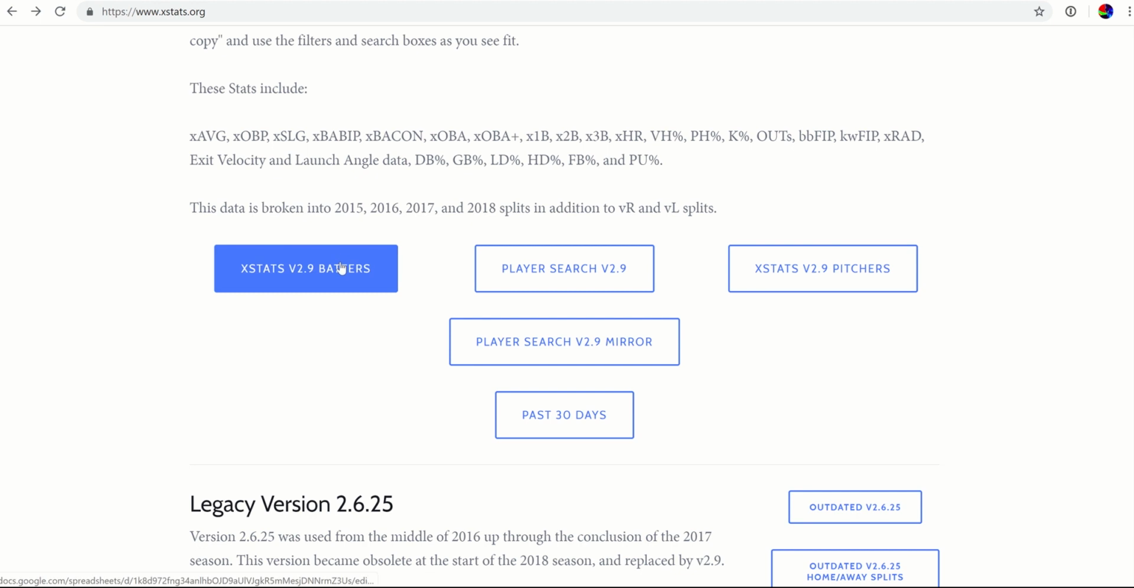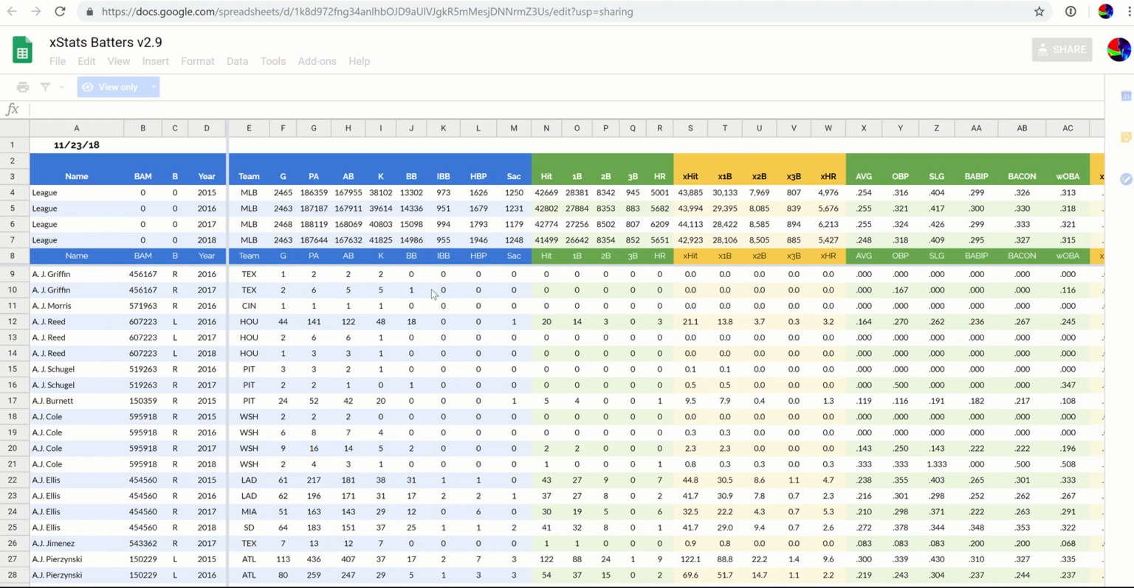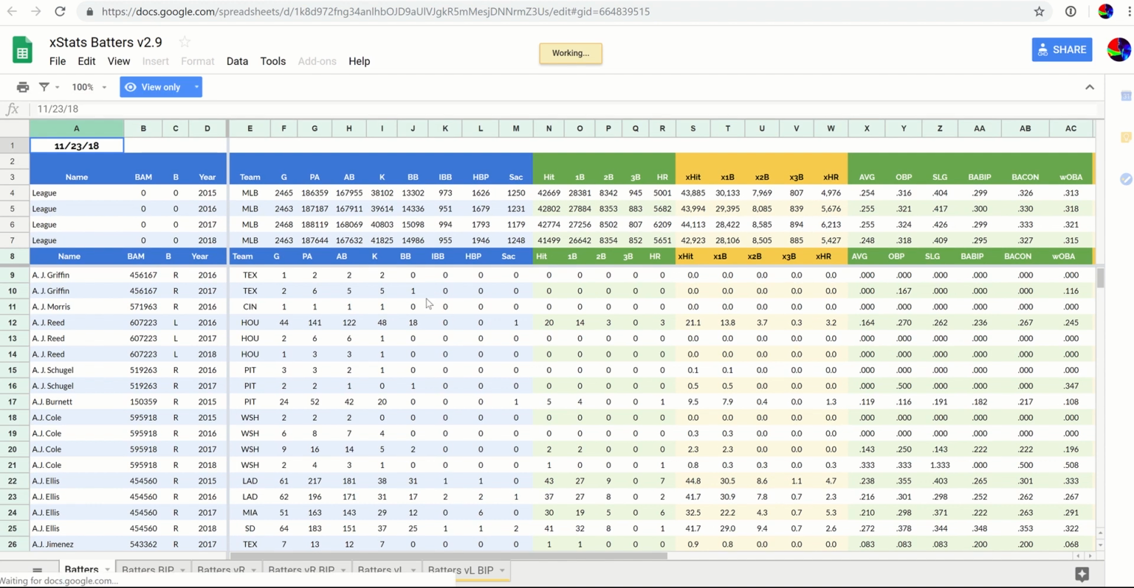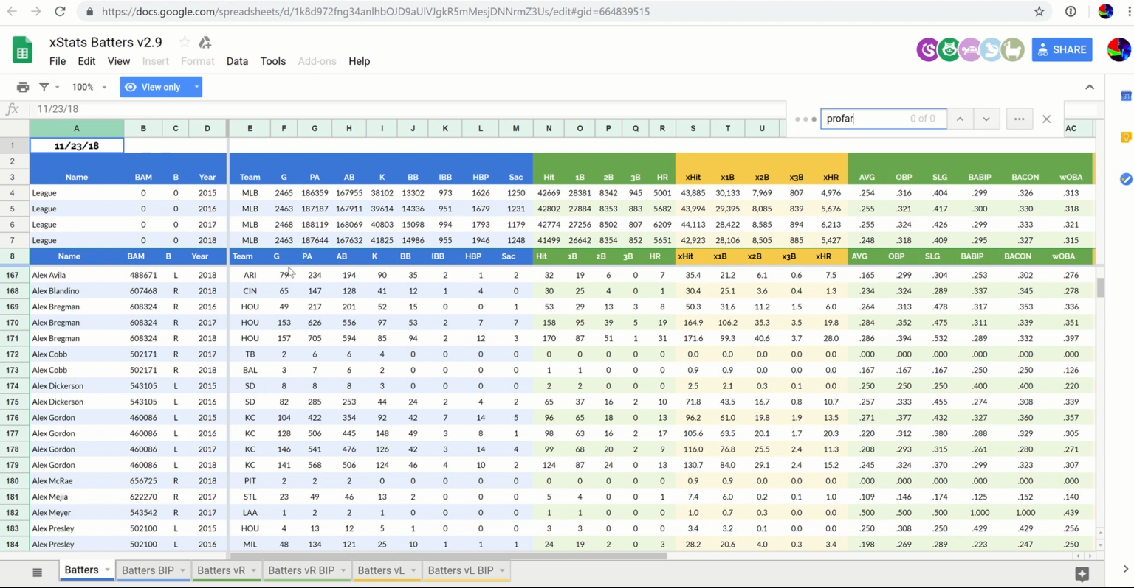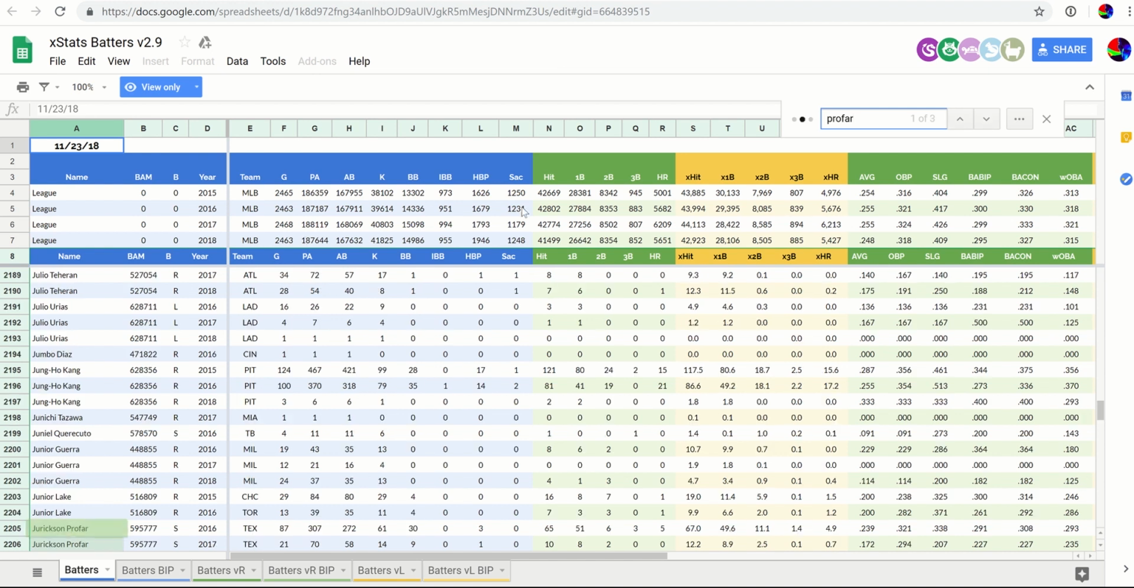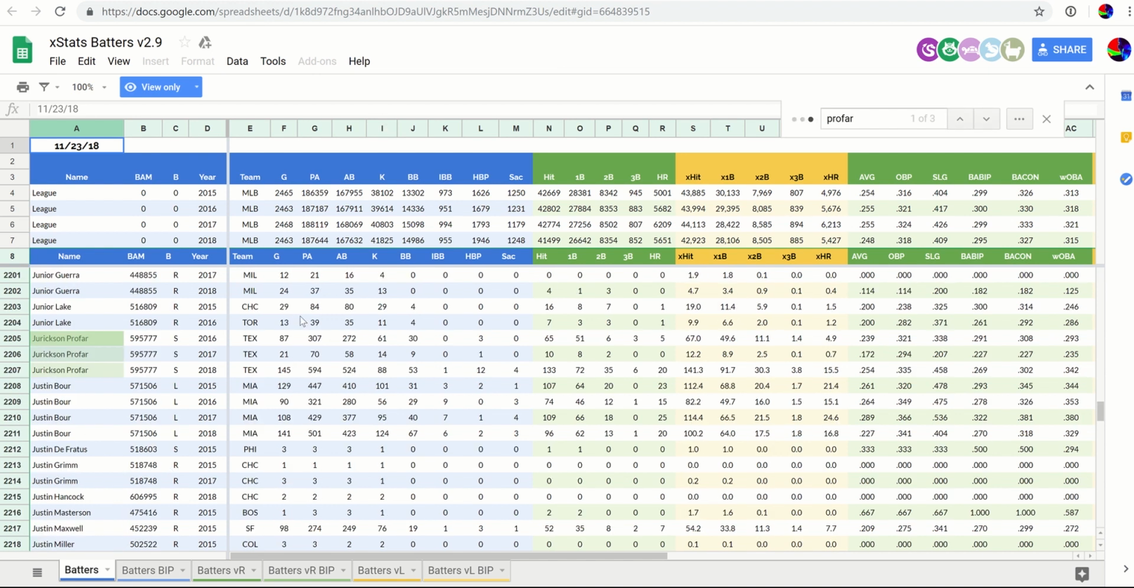So what you're going to do is click on one of these. We'll just use batters as an example here, and you're going to have access to a wealth of data. You have the last 4 seasons, all of the seasons that we have Statcast data for, and all of the hitters in front of you as well. Let's take a look really quickly at Jurickson Profar, for instance, just a random selection.